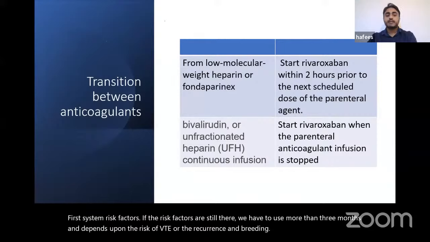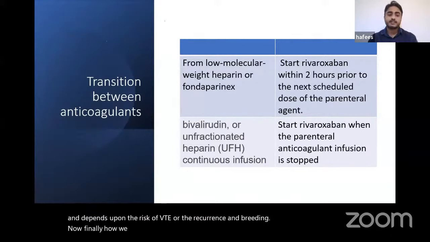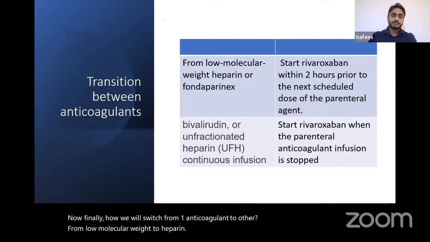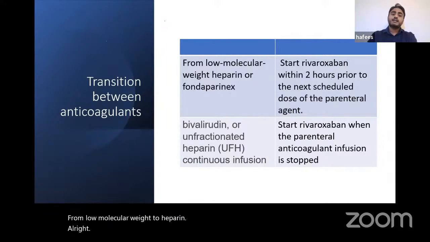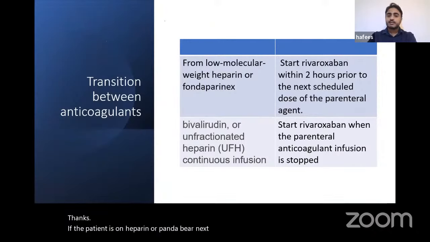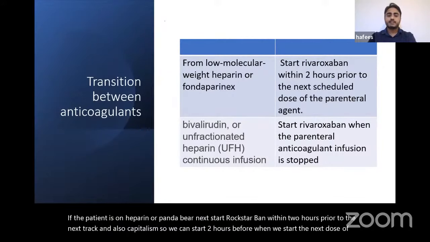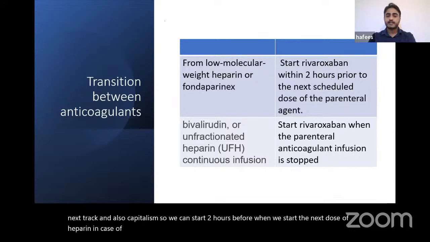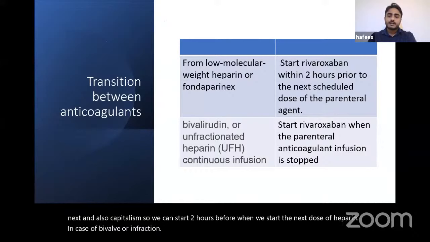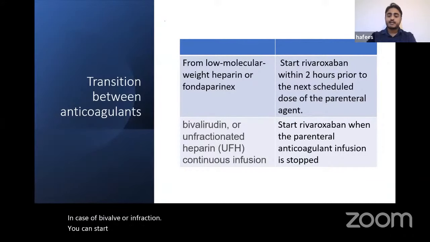Now, finally, how we will switch from one anticoagulant to another, from low molecular weight heparin or fondaparinux. If the patient is on heparin or fondaparinux, start rivaroxaban within 2 hours prior to the next scheduled dose of parenteral agent. So we can start 2 hours before we start the next dose of heparin. In case of bivalirudin or unfractionated heparin, you can start immediately after the parenteral anticoagulant stops.